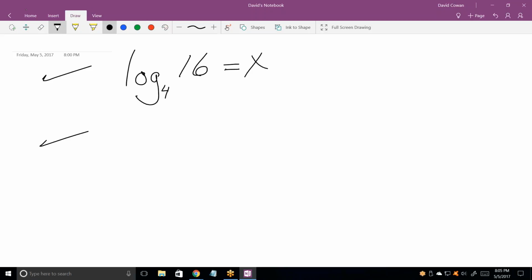It's y equals, right? Now hold on, there's no y in there. There's only three things. There's a 4, there's a 16, and there's an x. Oh, okay. Put them together.